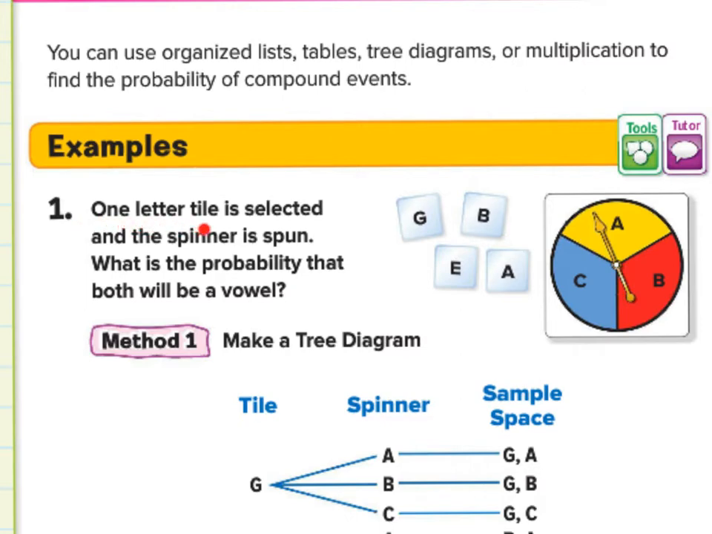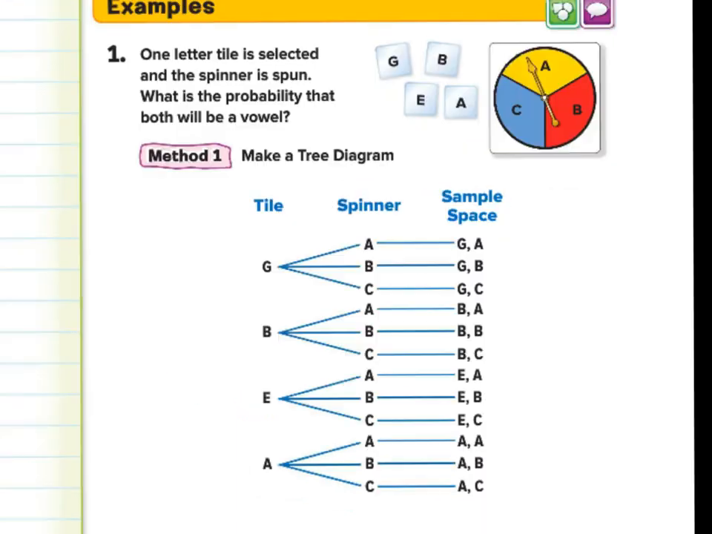Here we have example 1. One letter tile is selected and the spinner is spun. So we have these letter tiles and we have a spinner. What is the probability that both will be a vowel? So over here we have two vowels and over here we have one vowel, right? To visualize it, we can make a tree diagram where we have the tiles G, B, E, A.